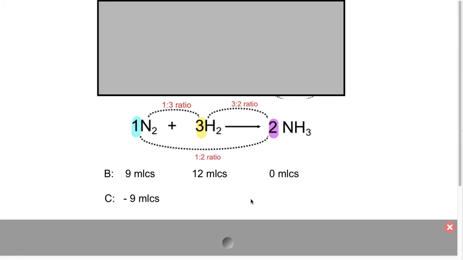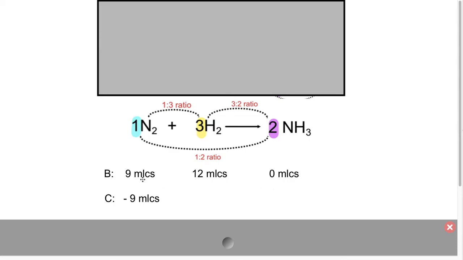So what happens if we actually don't have a picture to go off of? So in this case, we have 9 molecules of N2, 12 molecules of H2. So we're going to look at the exact same problem, but see how we can relate it to our BCA table without looking at our picture. So in this case, we have 9 molecules, 12 molecules, and we always know our product will be 0 molecules to start.